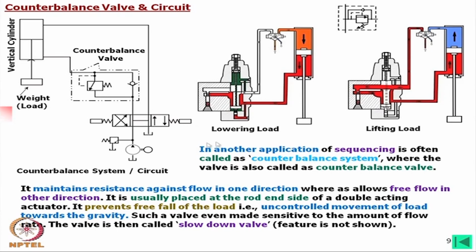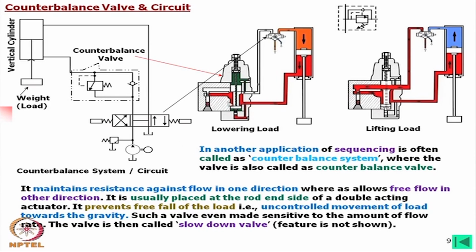Now, here we have shown this valve. This is the direction control valve, and this is the counterbalance valve. Now, what is happening? That is what I have explained. If you look into this, oil goes through this valve to this side, whereas oil coming through this goes through this restriction back to the tank.